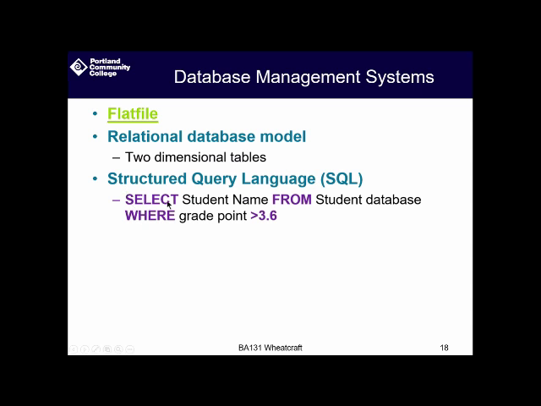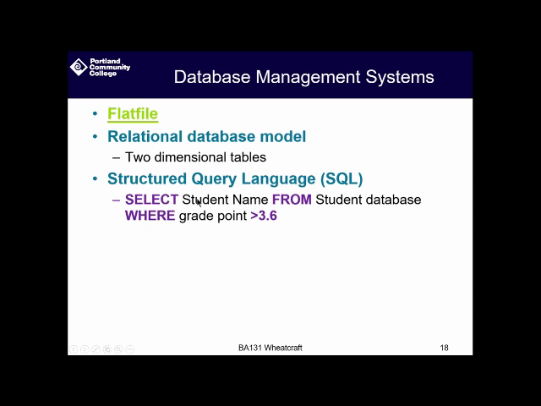So like here, you say select. That's a verb. Okay, I can understand that. I'm telling the database to choose, to select all the entries where the student name is equal to Bob Jones. And I want to get that information from, because I have to tell it where to look, the student database. And here's the criteria where the grade point is greater than 3.6.